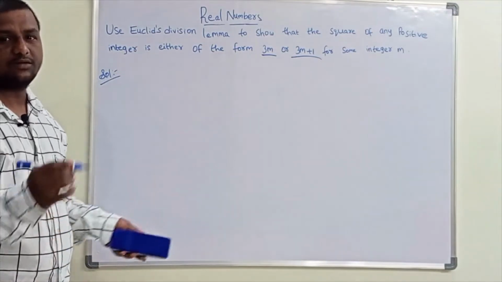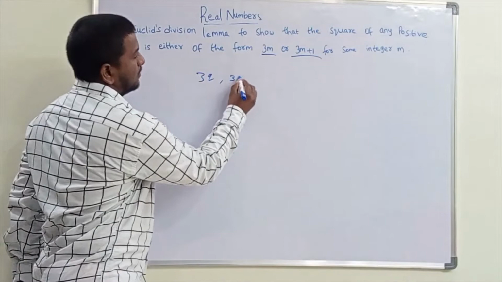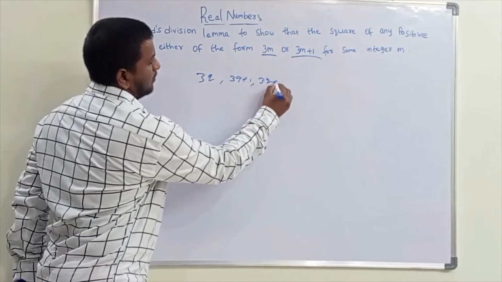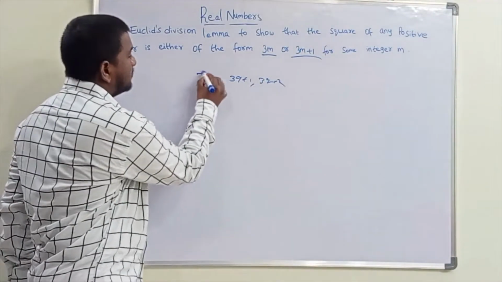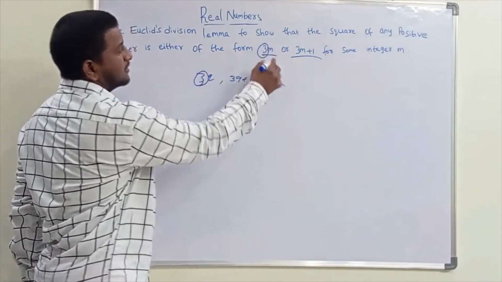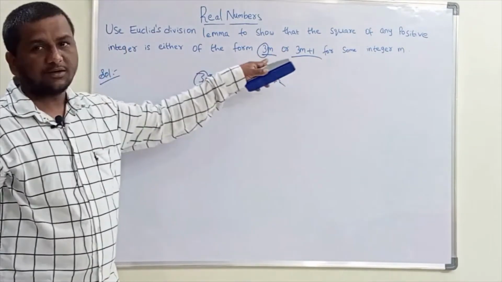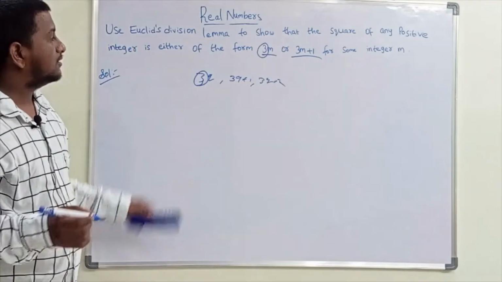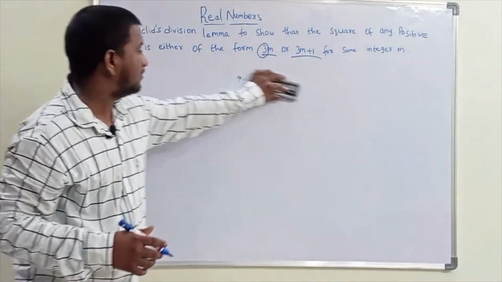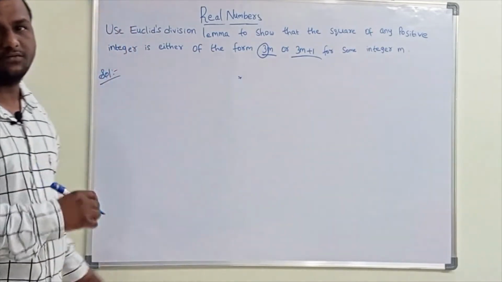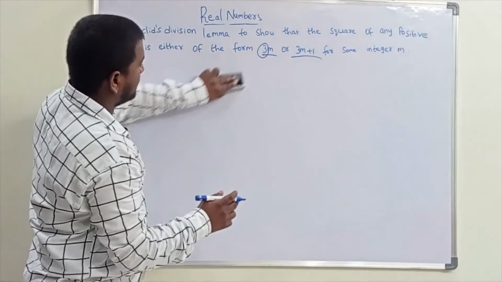before squaring, is in the form of 3q, 3q plus 1, or 3q plus 2. Why only 3 here? The hint is given because if 3 is multiplied by this number, in the format that we have to show, 3 times 3, 9 will come. That is a perfect square. That is the reason the textbook wanted us to assume that a number is in the form of 3q.